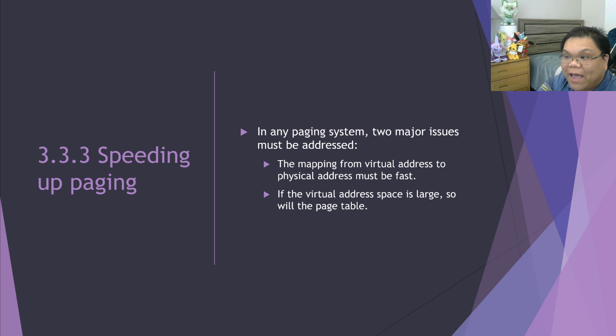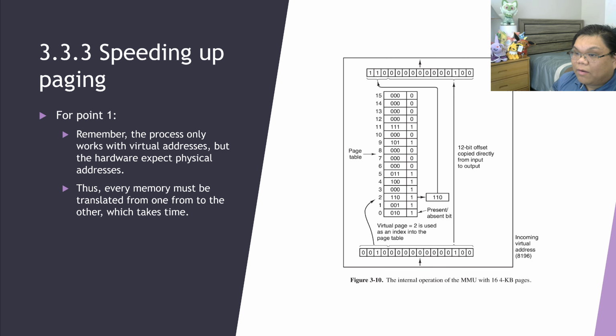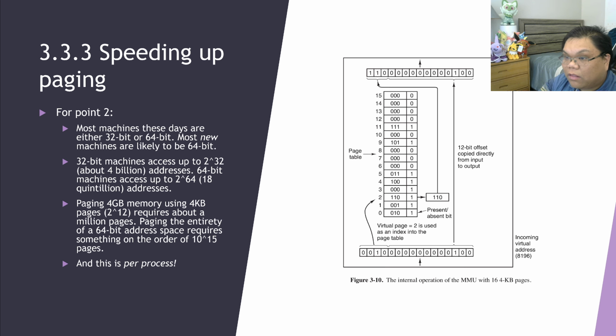Okay, so let's get back to the issues with speeding up paging. The first one is the mapping from virtual addresses to physical addresses must be fast. Remember, the process only works with virtual addresses, but the hardware expects to see physical addresses. The sequence of steps needed to convert a virtual address into a physical address takes time, and we want to reduce that time to be as little as possible.